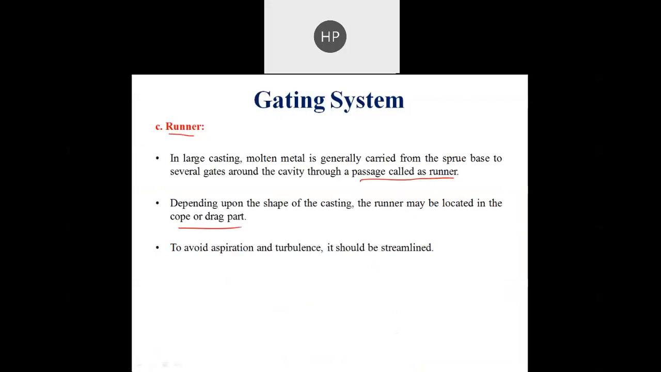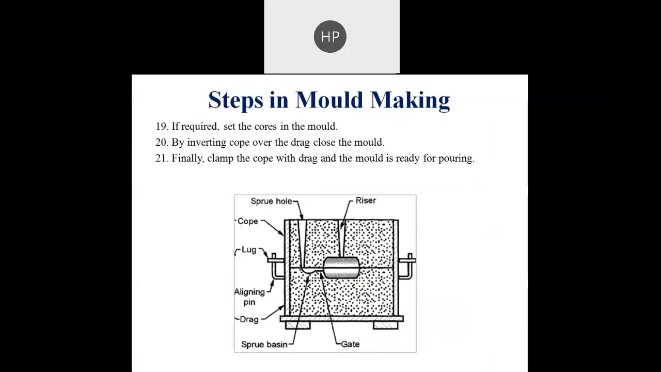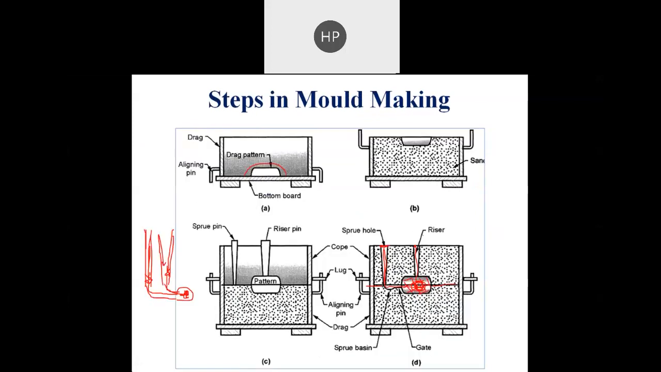So here, suppose you consider this is the runner. The runner may be either in the drag part, meaning the bottom part, or in the cope part. That depends upon the shape and size as well as the manufacturing requirement.